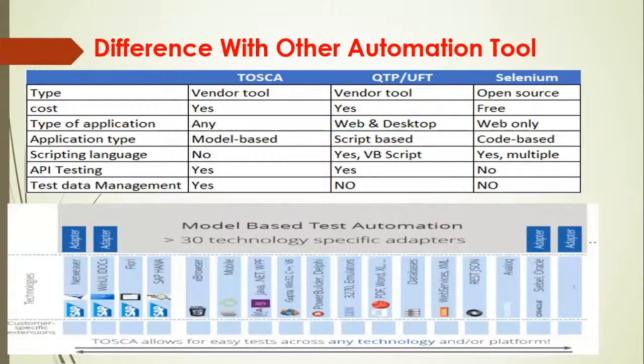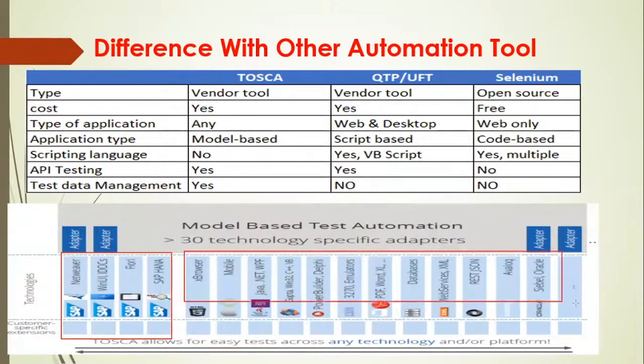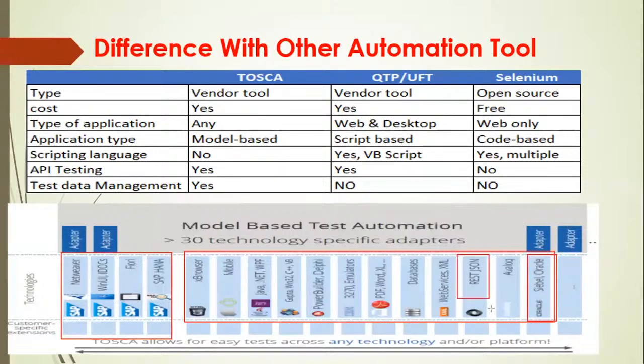There are more than 30 technology-specific adapters involved in Tricentis TOSCA. We can automate all the adapters belonging to SAP, and the browser categories, mobile, Java. You can see n number of application categories. Oracle-based applications, I already mentioned, right? Oracle-based applications, web services related applications, and even databases we have here.